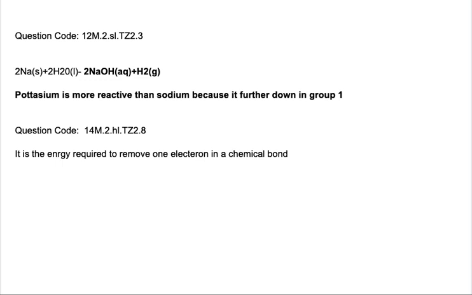Atoms with fewer energy levels attract electrons more strongly, because there is less shielding, so electronegativity decreases down a group of elements. That's why we stated that potassium, further down in group 1, loses electrons more easily. That's what the first ionization energy means.